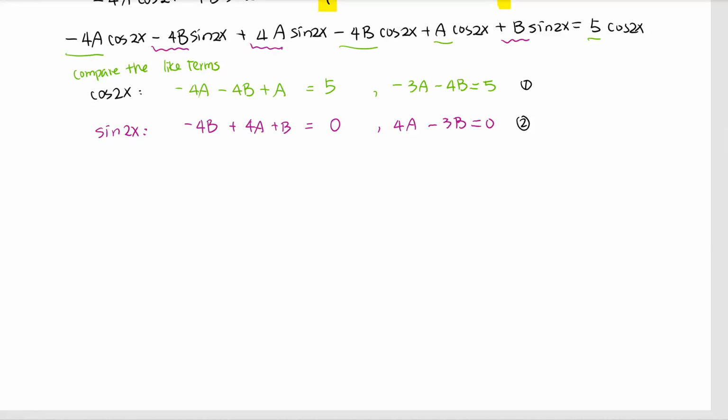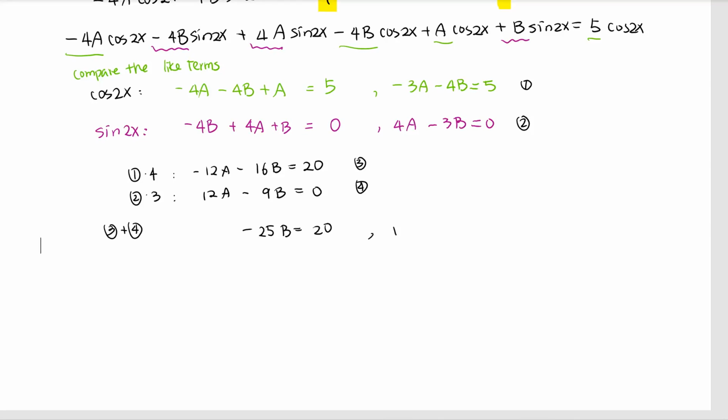So we want to eliminate one of the variables, right? How do we eliminate? We multiply the first equation by 4, then we have minus 12a minus 16b equals 20. We multiply the second equation by 3, so we have 12a minus 9b equals 0. Then let's call these equation 3 and equation 4. So we can add them together. Then a is cancelled. We have negative 25b is 20. So b is negative 20 over 25. 5 is a common factor, so that is negative 4/5.